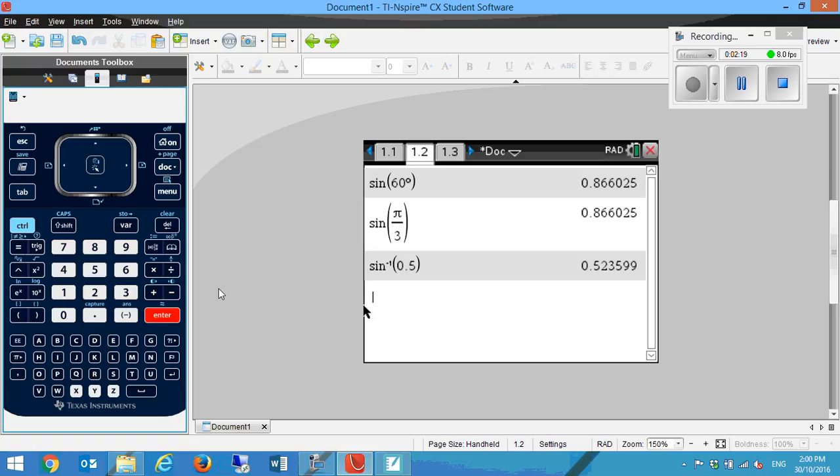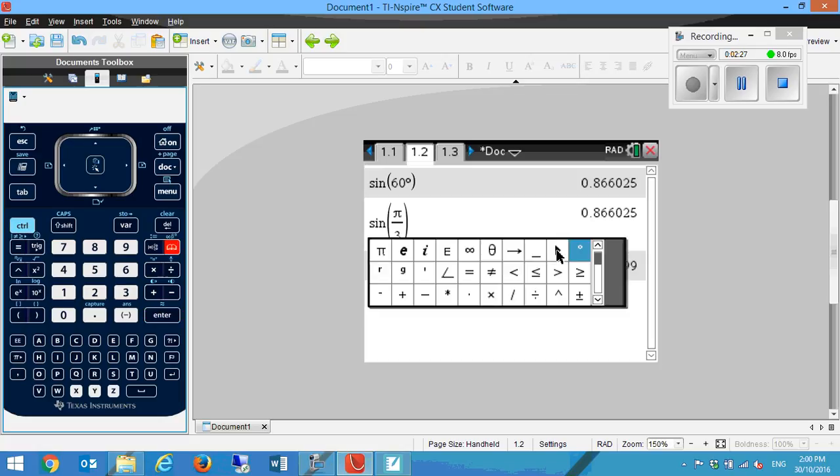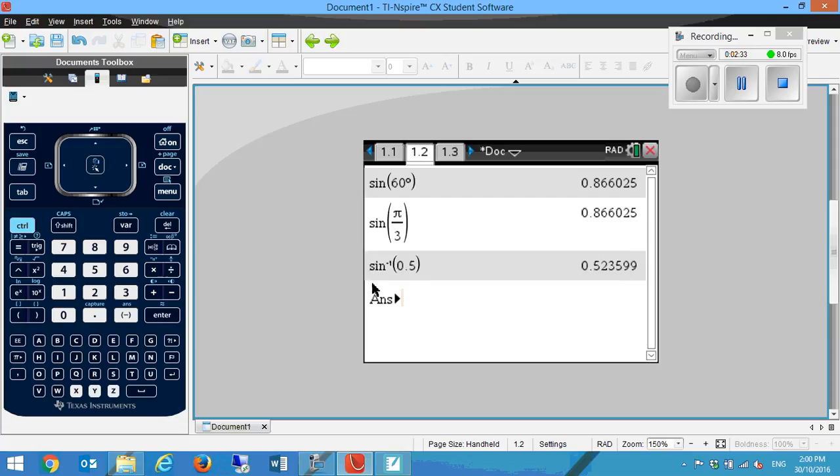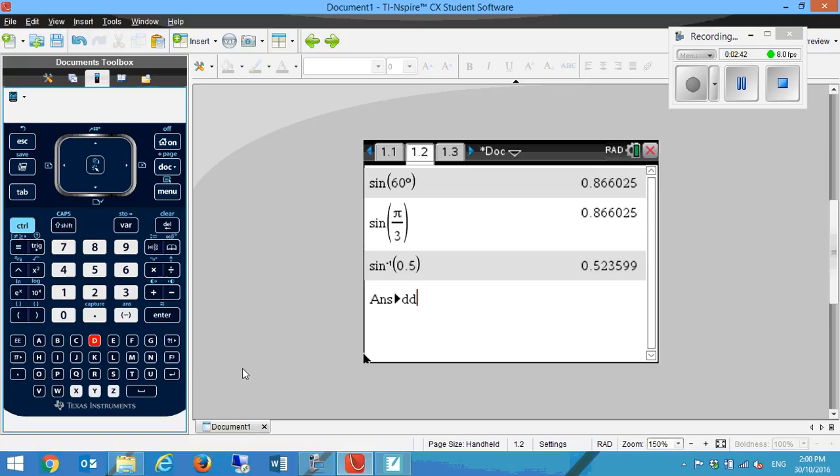To turn that into degrees, we just want to do our answer, and then we want to go to this function again. See this solid little triangle? So it automatically brings down the previous answer. Turn it into, and if we type in DD, and I don't know what that stands for, but it turns it into degrees. If someone finds that out, they can let me know. So now we can turn our radians into degrees with two pushes of the button.